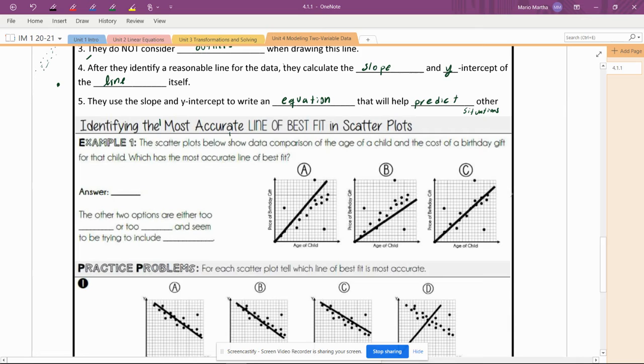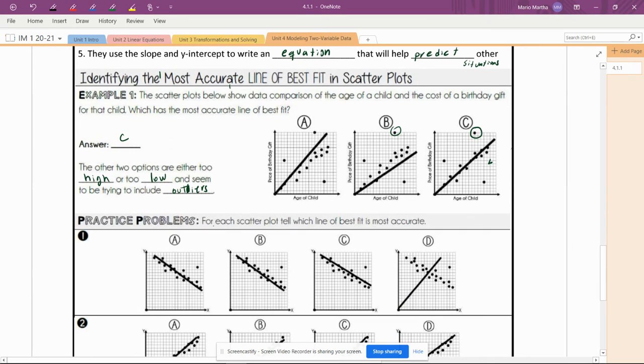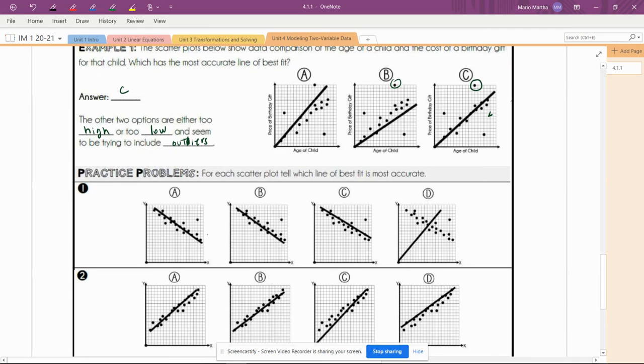So if you notice here, we have a few outliers. I could say that's an outlier right there. Those are really above. And here I would say the one that's hitting most of the points would be answer C. It says the other two options are either too high or too low and seem to be trying to include the outliers. We can consider them, but if they're outliers, they're going to pull our line of best fit in the incorrect direction.